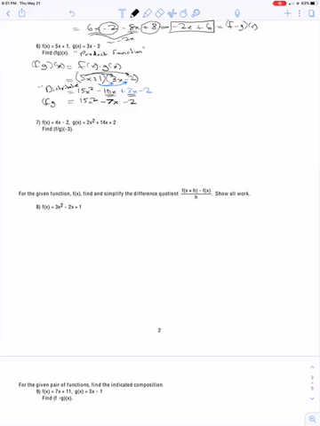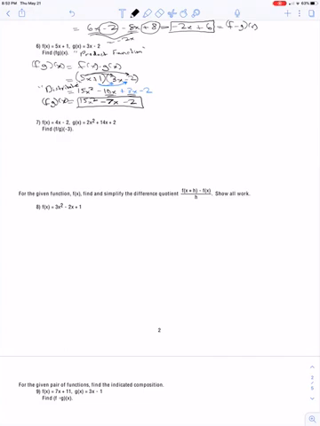So there's our product function. So here's fg of x, this product which produces a quadratic function. So these two linear functions, their product produces a quadratic function. All right, let's move on. Let's go to problem number 7.